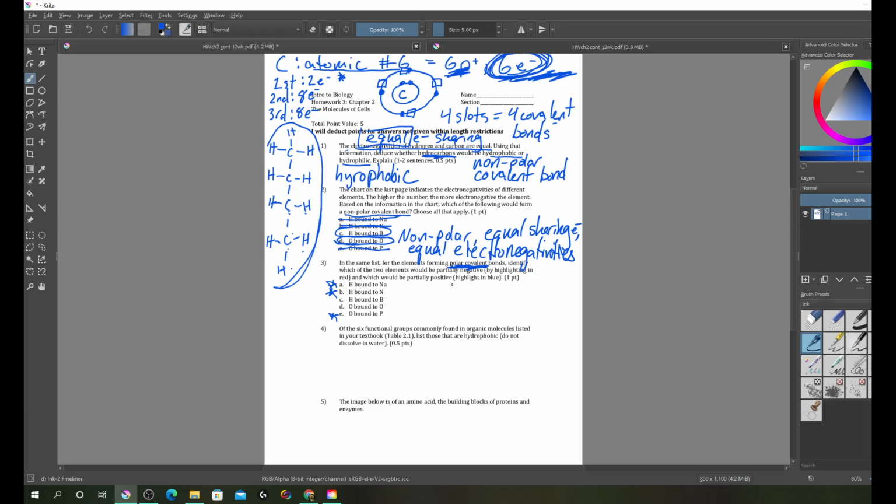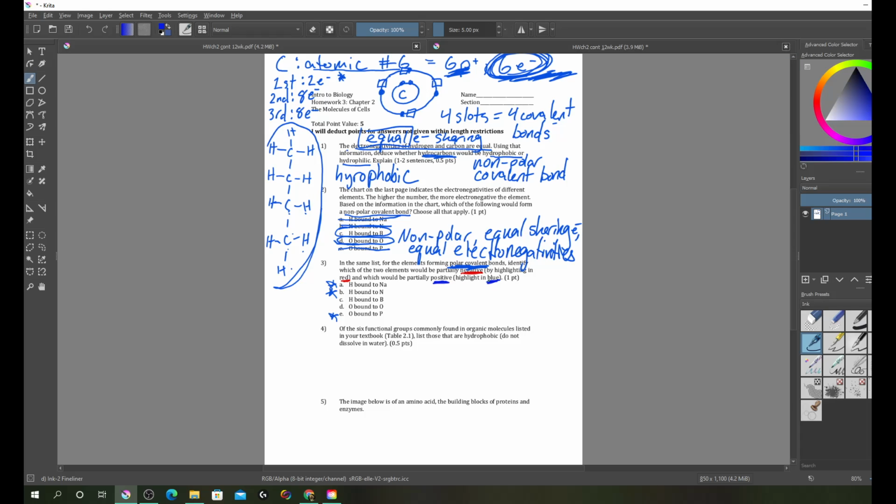So the one that's negative is going to be the electron hog, the one that's keeping all those negatively charged particles around it. So the one that's negative is going to be highlighted in red. And so if I do that, that's going to be here. Red is negative. And in blue, we have positive.